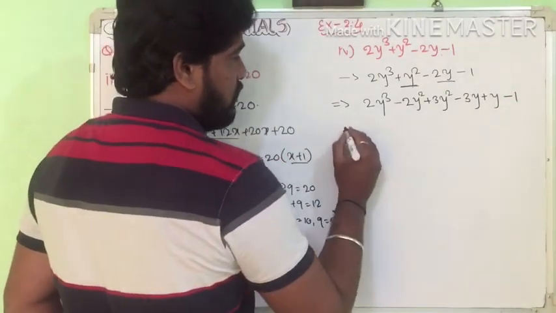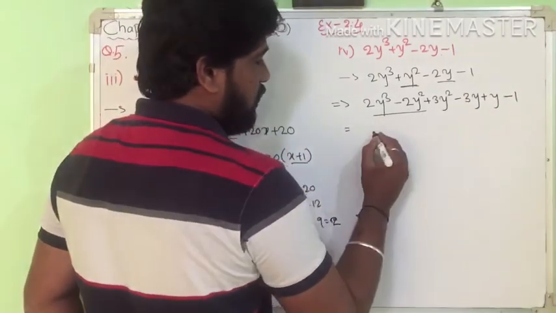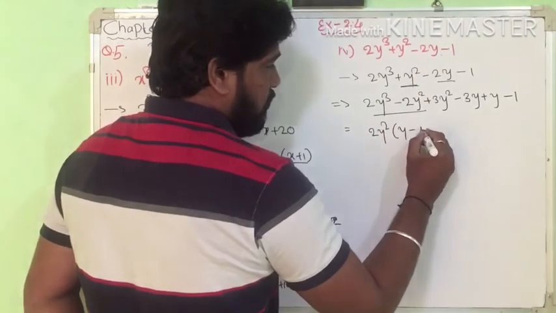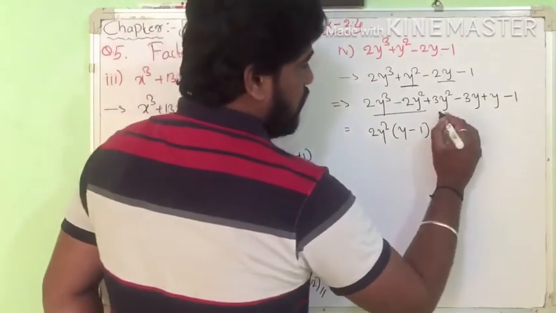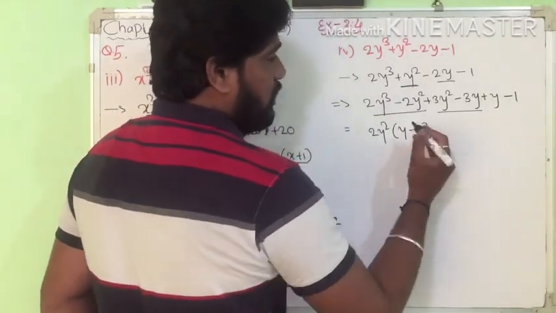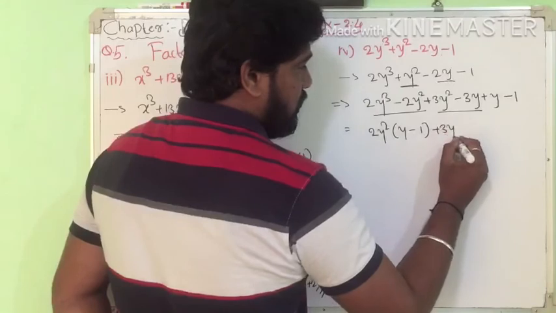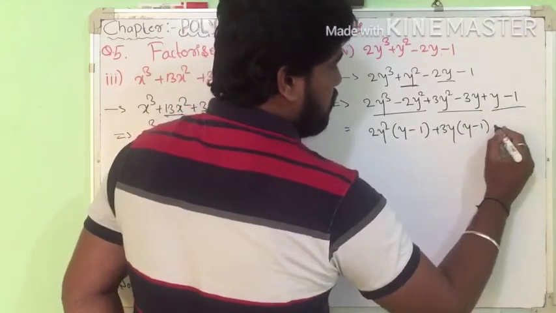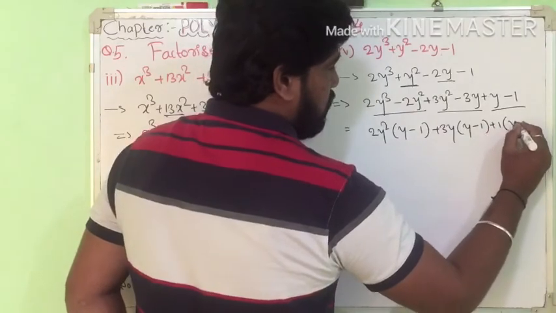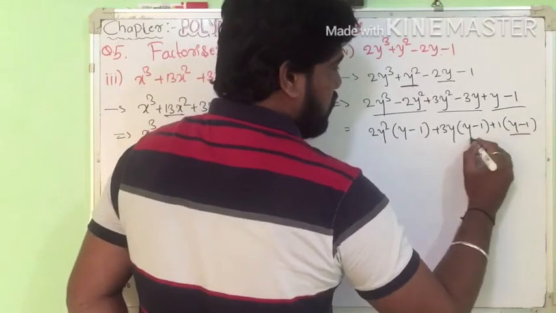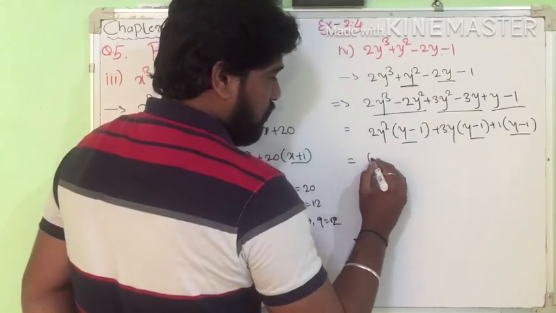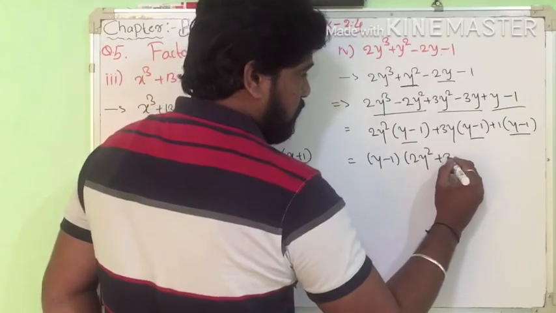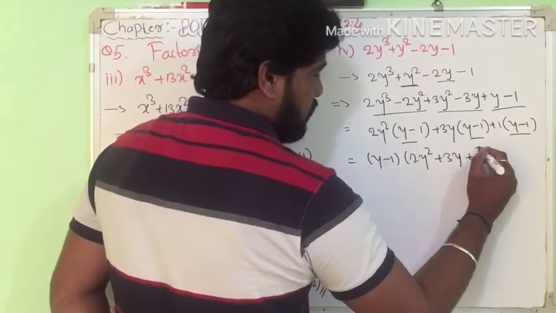Is it clear? So in these two I will take common 2y square, remaining term y minus 1. So in these two terms I will take common 3y. So 3y, remaining term y minus 1. So in this term I will take plus 1 common, y minus 1. So these three have a common factor. So take outside y minus 1. Remaining 2y square plus 3y plus 1.